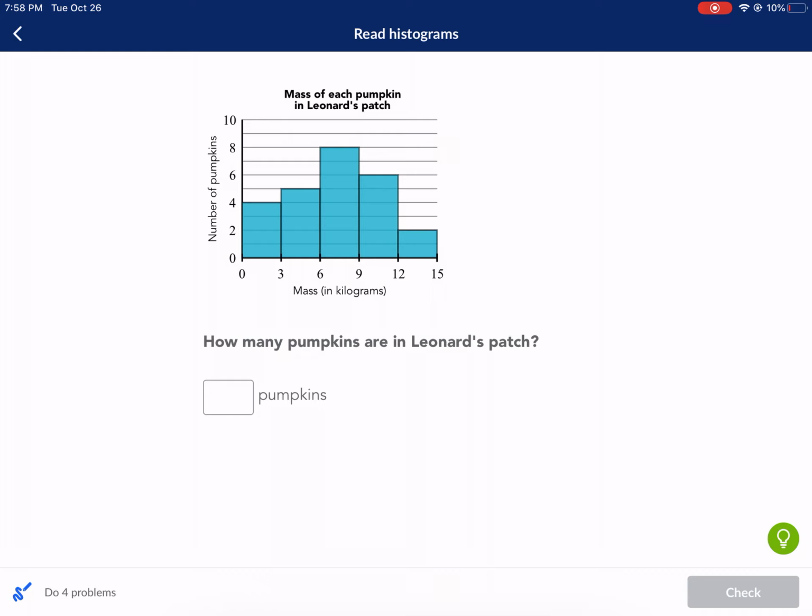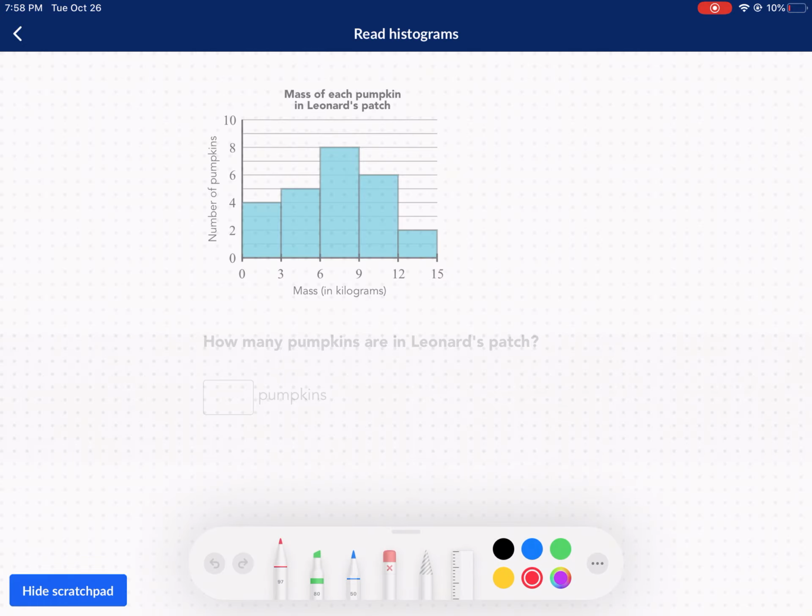Here we have the mass of each pumpkin in Leonard's patch. This represents the number of different sized pumpkins. Here's the number of pumpkins on the vertical Y axis, and then we have the mass, how much it weighs in kilograms. A histogram is a different type of bar graph that provides intervals, or ranges of numbers. So anytime you hear intervals, think of different ranges.